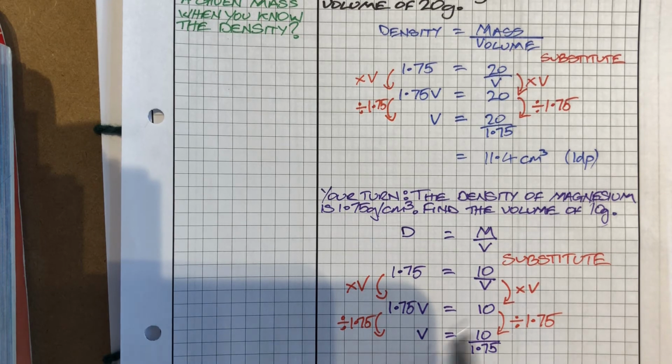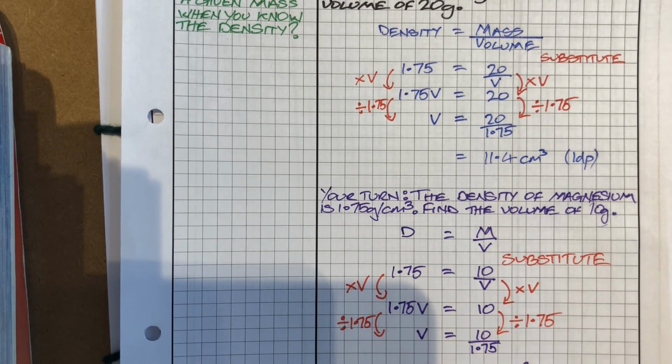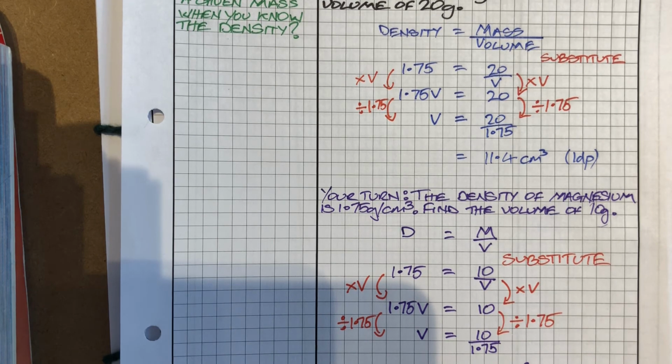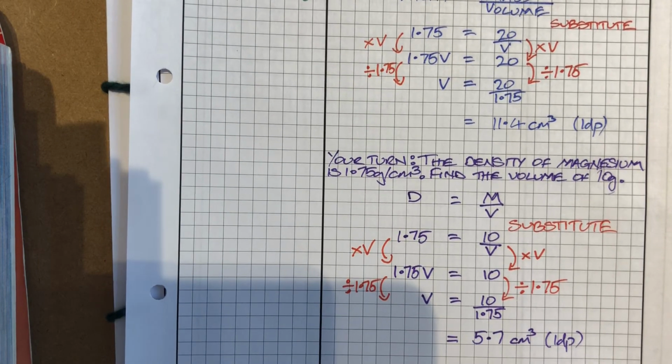5.7 what? Well, if we're using grams and grams per cubic centimetre, then we must also be using cubic centimetres. Okay, make the units match. If the units don't match in the question, then part of your job will be to make them match. All right.